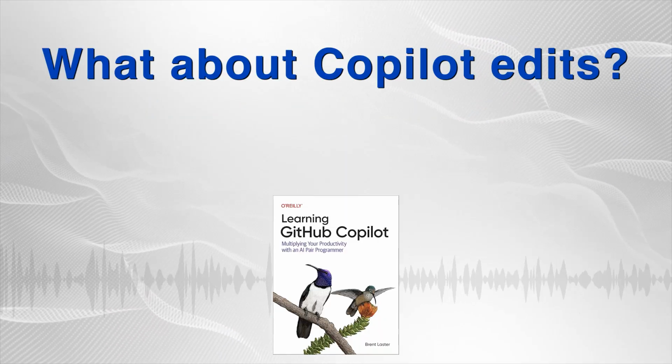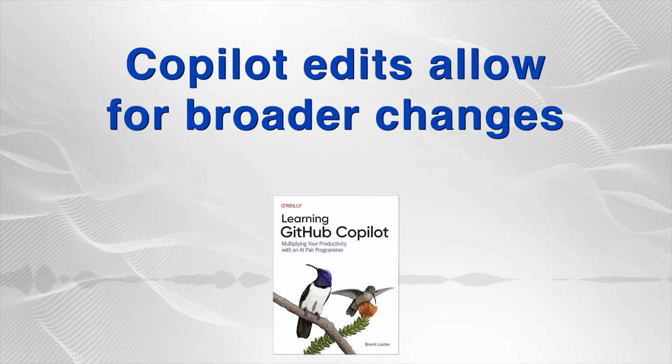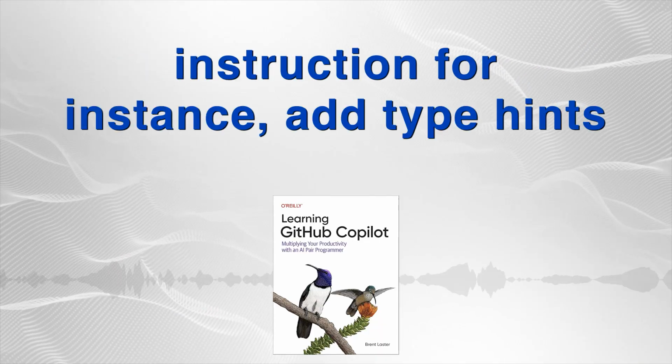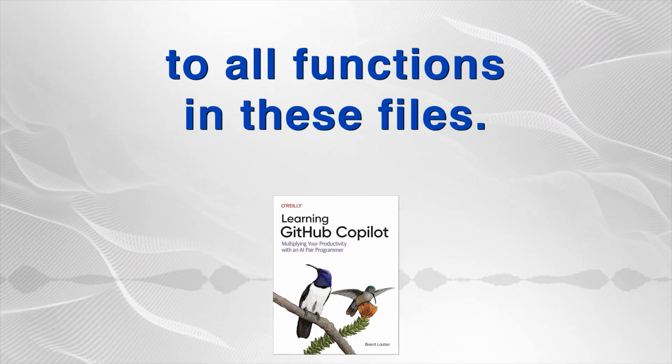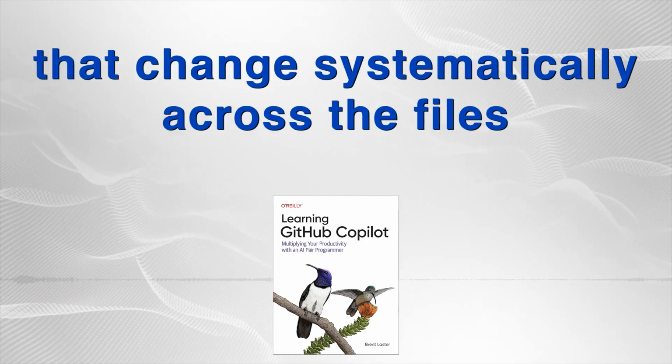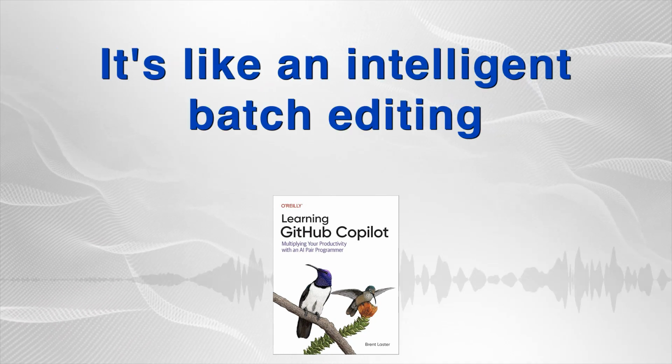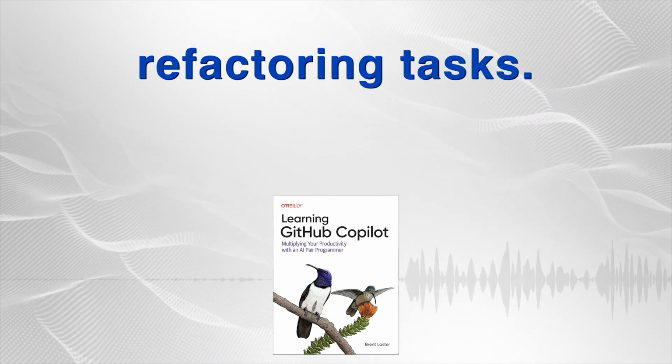What about Copilot Edits? Copilot Edits allow for broader changes across multiple files. You give it a high-level instruction, for instance, add type hints to all functions in these files. Copilot will then attempt to apply that change systematically across the files you've selected. It's like an intelligent batch editing tool. That could save considerable time on refactoring tasks.